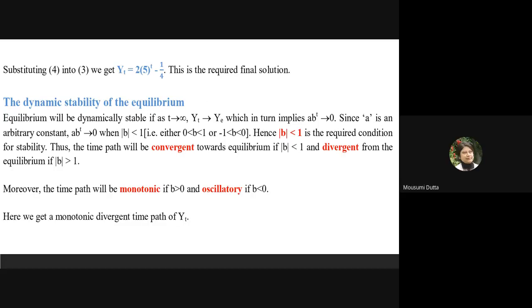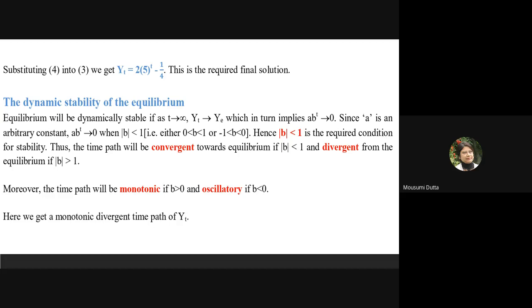In case of differential equations, the first step will be to derive the time path of the concerned variable. So the first part is complete, derivation of the time path of the variable. Then there are two more things. First of all, whether the path is moving towards equilibrium or over time it is moving away from the equilibrium. That is, whether the time path is convergent or whether the time path is divergent.